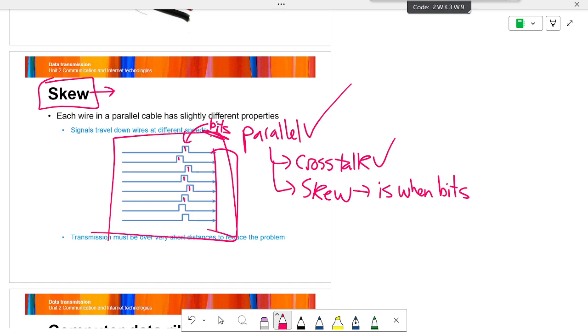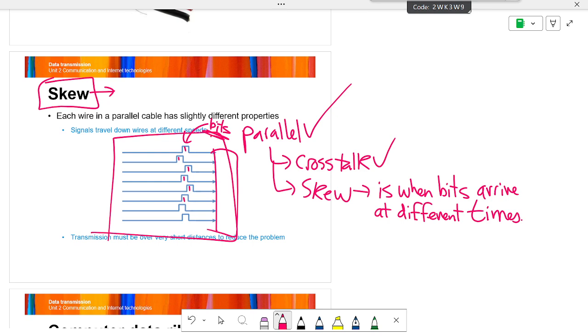Okay, so right here, write down crosstalk, right, and skew. And I just want you to write in your own words. Do not copy from the PPT. Remember how I taught you how to study? Write the notes, right? Make it simple. Skew is when bits arrive at different times. And this is a problem because what am I going to have to do?